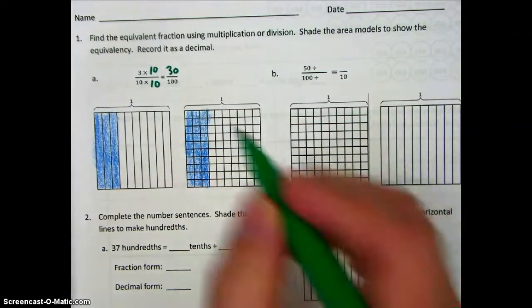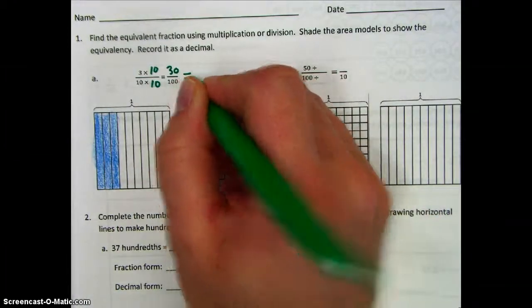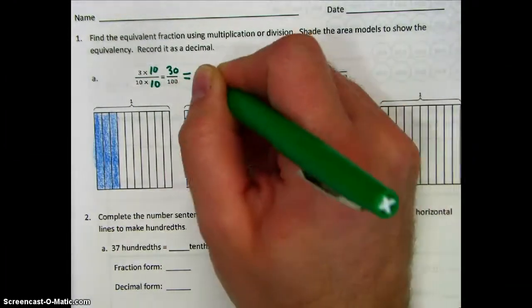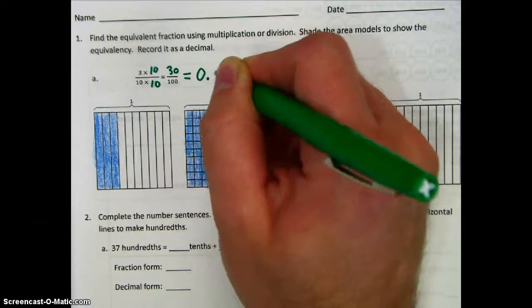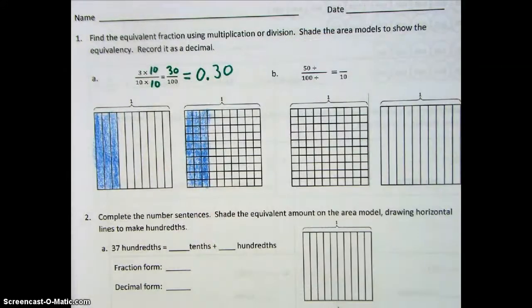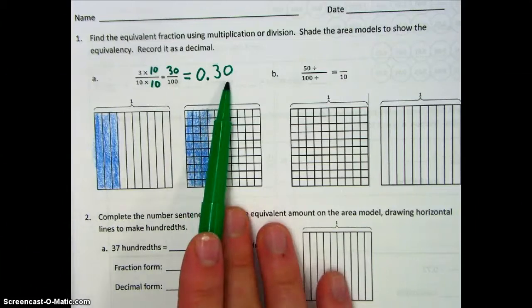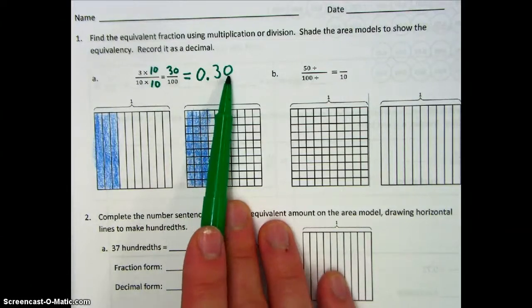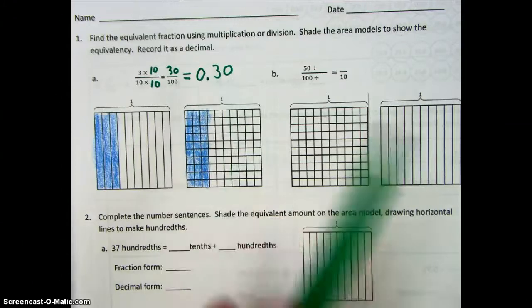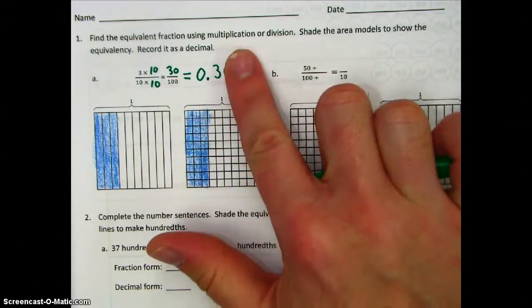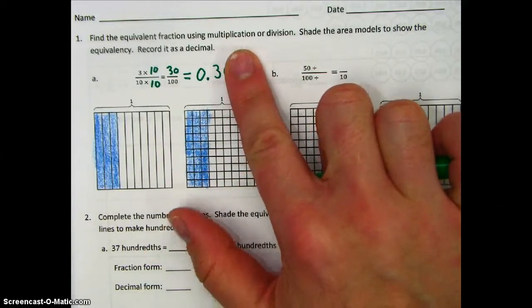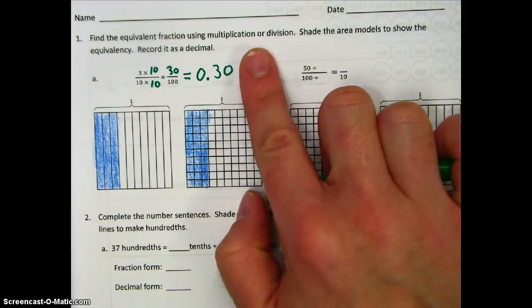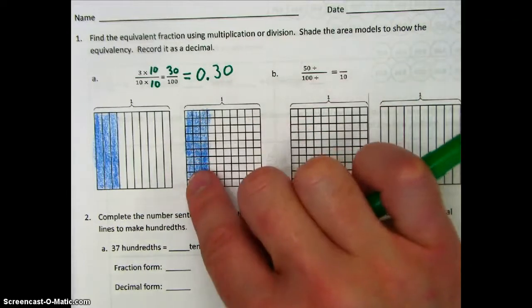Now to convert this into a decimal, remember we're going to 30 hundredths, which is going to look like that. So we've just gone from 3 tenths to 30 hundredths. Putting that 0 in the hundredths place is not going to change the value. Think about covering up that 0. There's our 3 tenths, what we started with. Putting the 0 after that 3 tenths doesn't change the value.